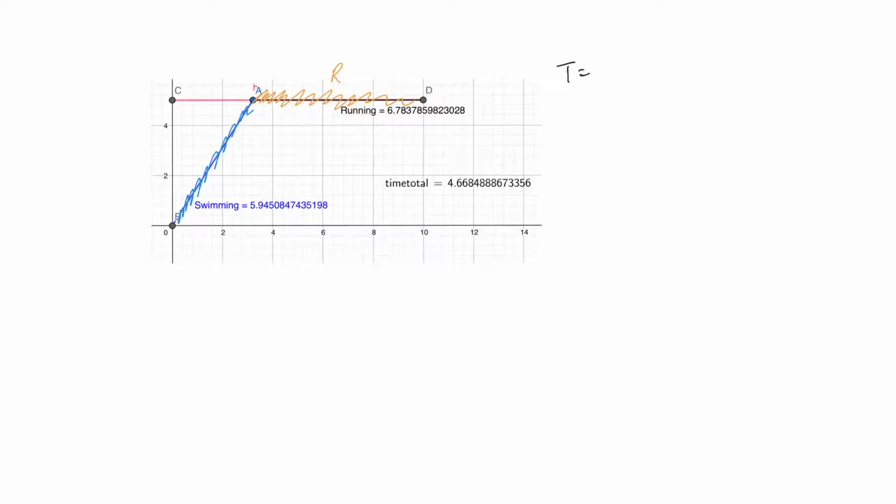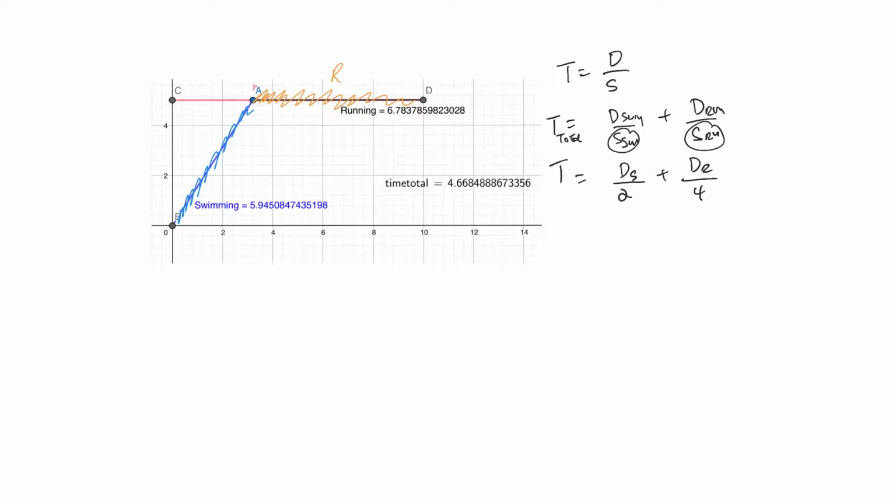So going back to the function, it is going to be the following. Time, since we're minimizing time, is distance over the speed. In our case, our total time, I'll put T for total, is going to be the distance of the swimming, I'll put here DS, over the speed for swimming, which is 2 kilometers per hour, plus DR over the speed for running, which is 4.